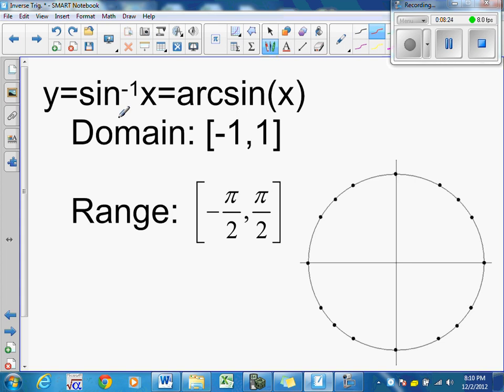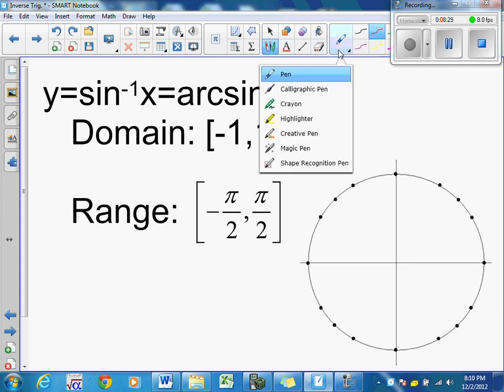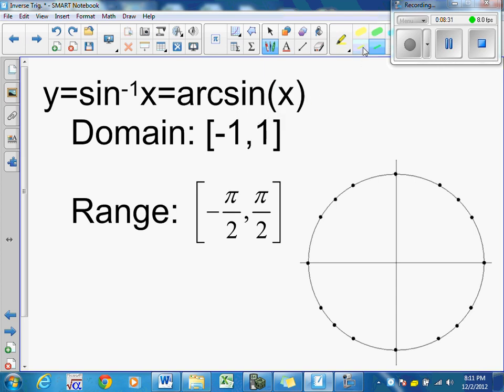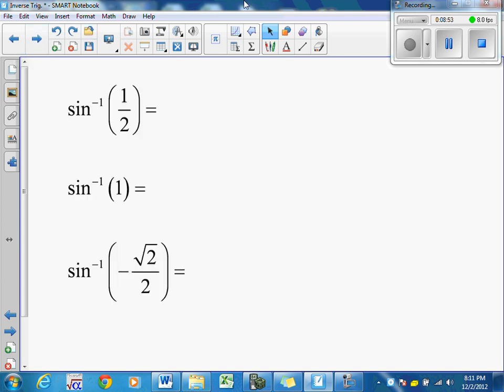I'll use inverse sine. Now the other thing I want to point out here is when you use inverse sine, it's only good from -pi/2 to pi/2. It only works on the right half of a unit circle. It doesn't give us answers on the left half. You'll see what I mean as we go here. So let's look at some examples.